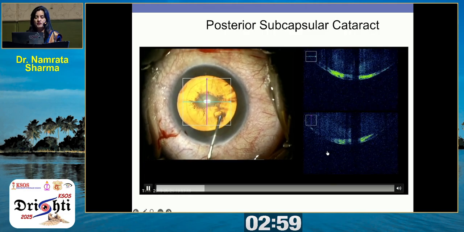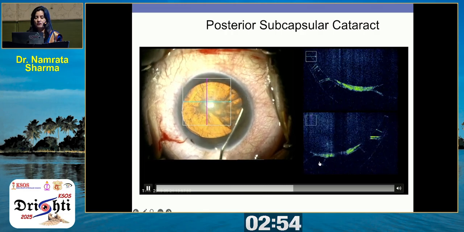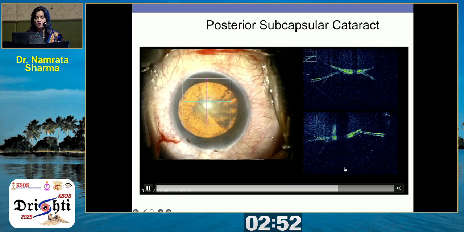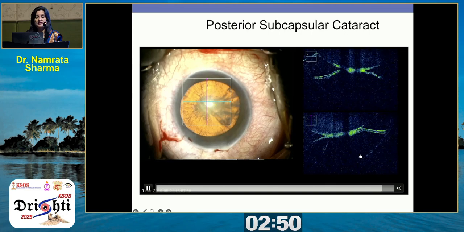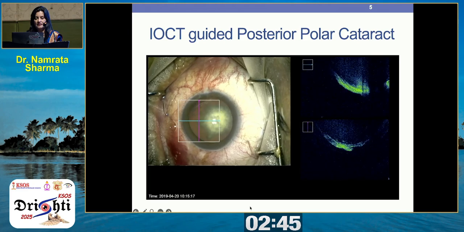Now this is again a posterior subcapsular cataract. Notice that the PC is quite intact, and as this wave of hydration goes, the whole thing, PC drops down, this whole thing is separated and there is a gap here. So again, can be sure that the PC is intact.